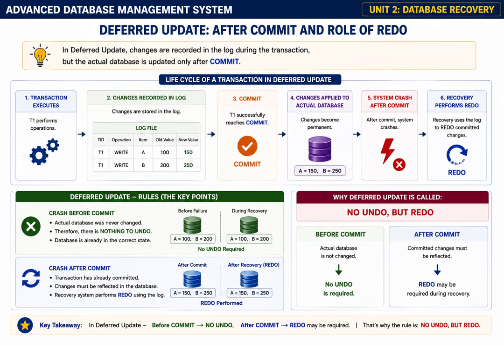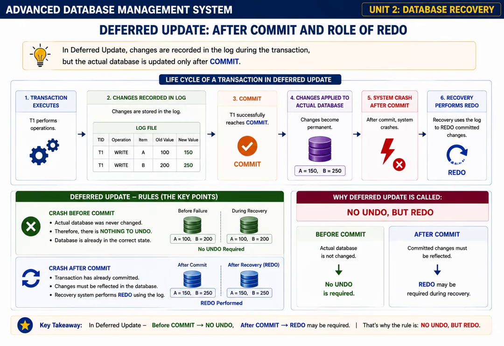Now, let us take this understanding of deferred update a step further. We have seen that during the transaction, the changes are kept in the log and the actual database is not updated immediately. The important point is that these changes become permanent only when the transaction successfully reaches the commit point. So the next question is, what exactly happens after commit? And how does the recovery system handle these committed changes if a system failure occurs? To understand this, let us continue with the role of redo during recovery and see how the log helps the system restore all the changes of successfully committed transactions.